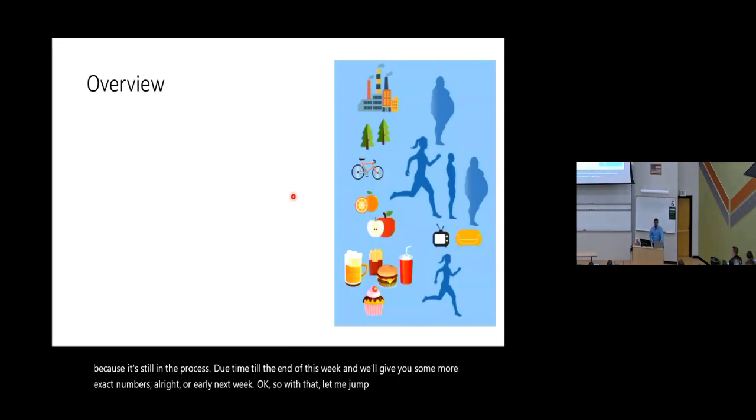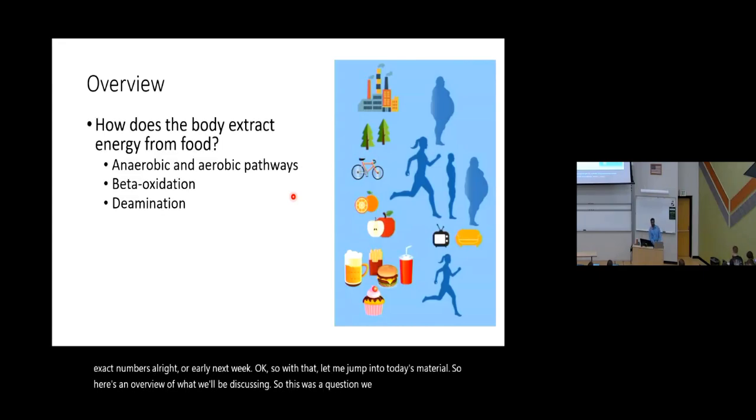Let's jump into today's material. So here's an overview of what we'll be discussing. This was a question we started answering last Friday. The question is, how does the body extract energy from food? And we were looking at how energy can be extracted from three macronutrients: from carbohydrates, from proteins, and from fats. So we'll talk about some specific pathways.